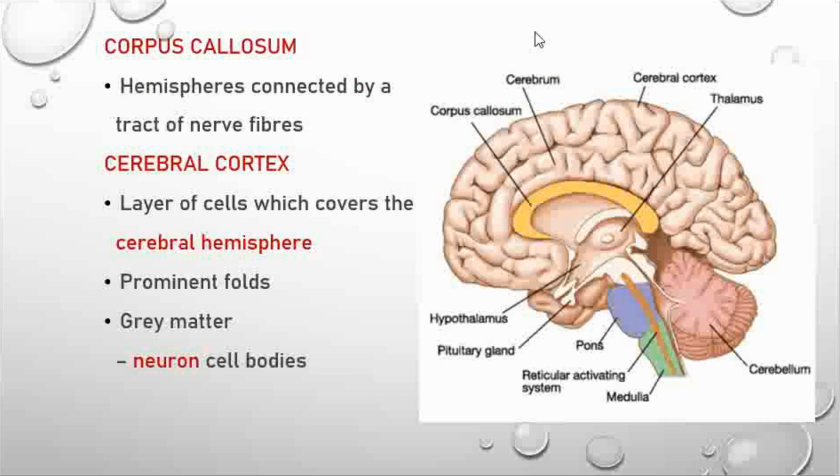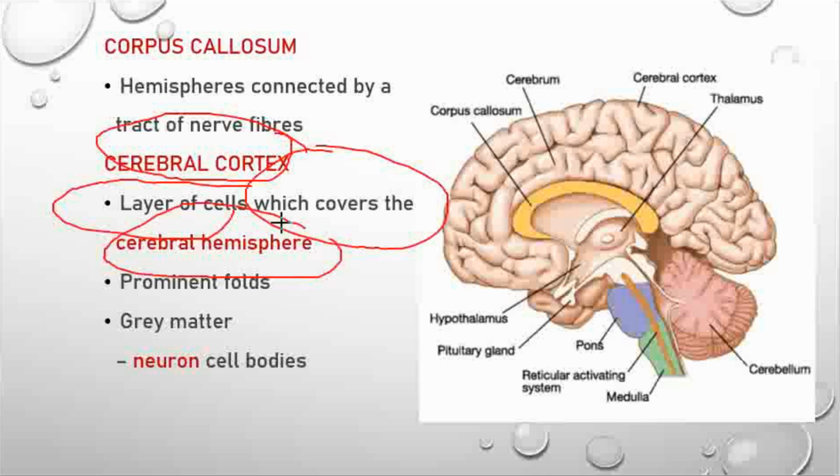So this is about the corpus callosum. Next, what is a cerebral cortex? The cerebral cortex is nothing but the layer of cells which covers the cerebral hemisphere. In the hemisphere, what covers it is this cerebral cortex.